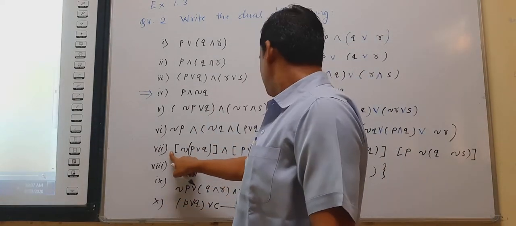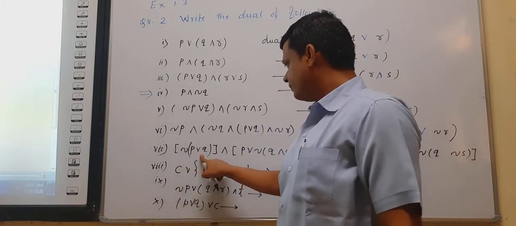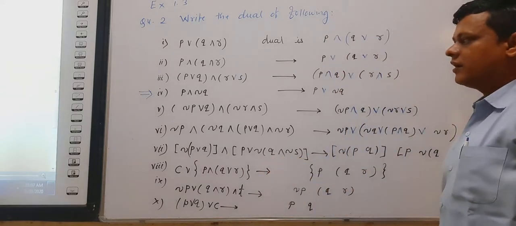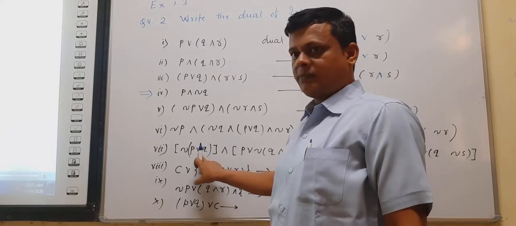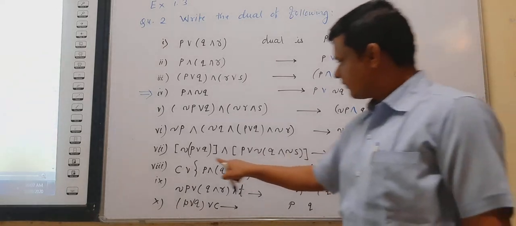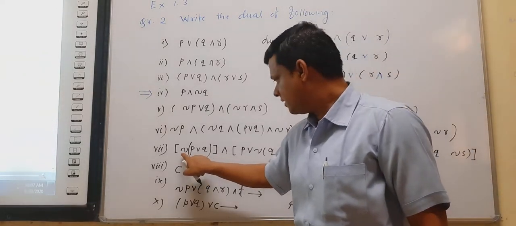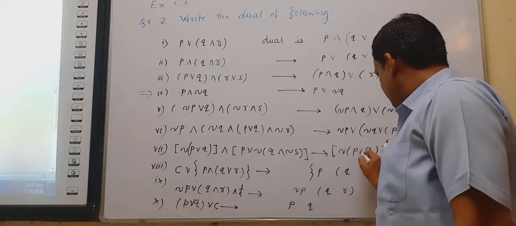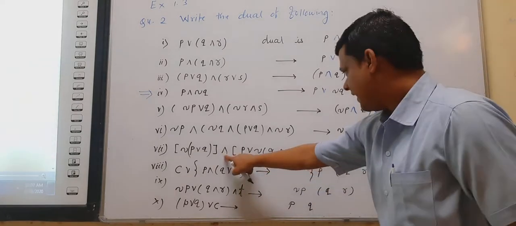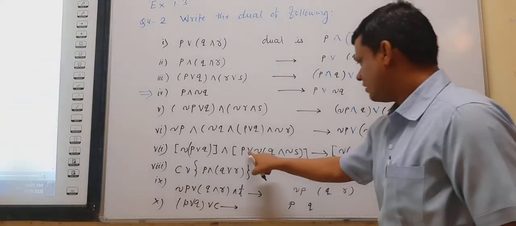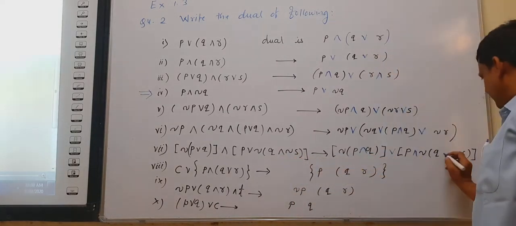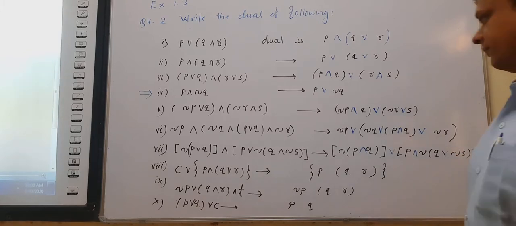Now see example number 7. Negation of P or Q and P or negation Q and negation of S. Replace the conjunction by disjunction and disjunction by conjunction. Keep negations as they are. Here negation of P or Q, so we write it, or by and, this and by or, this or by and. There is a conjunction which we replace by disjunction.